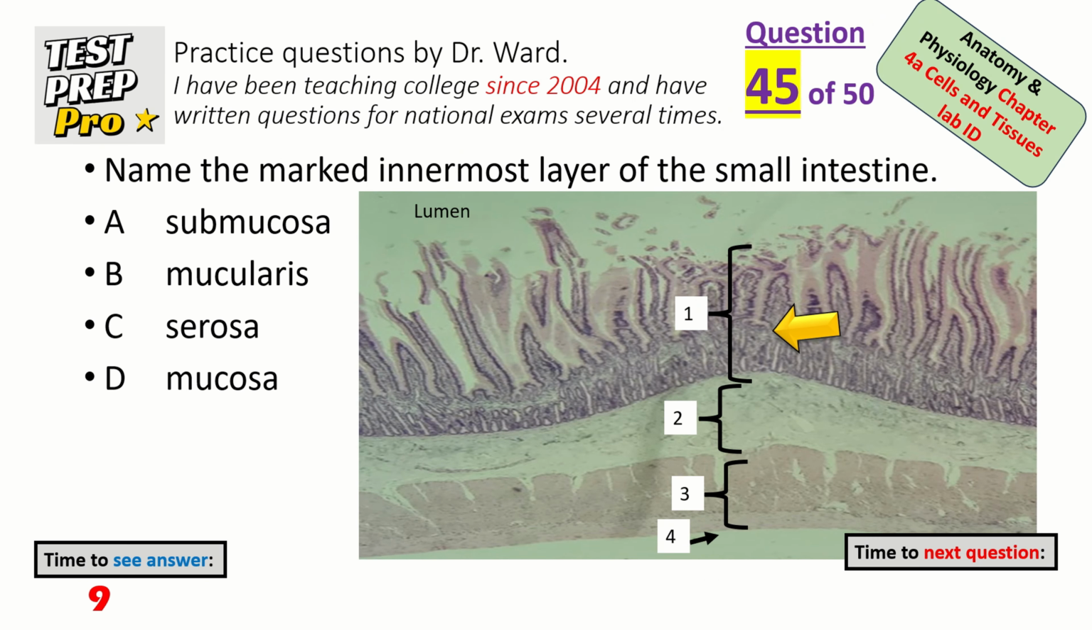Name the marked innermost layer of the small intestine. So this is layer 1 of the 4 layers of the GI tract. It's mucosa, mainly because it makes mucus. It helps lubricate a lot.